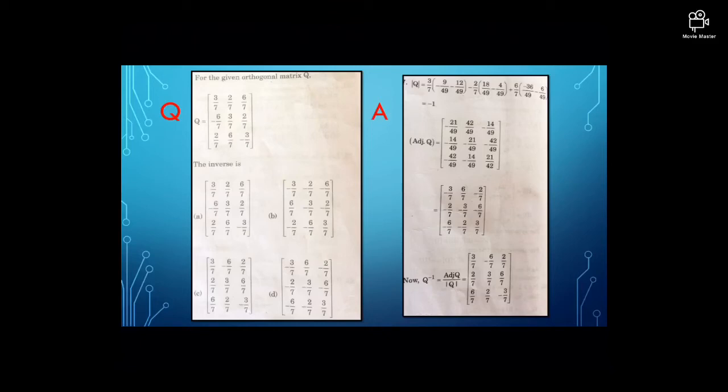If we find it with the general formula also, that is adjoint Q by determinant Q, we will be getting the same answer, but it's a lengthy process, that's it. So if we are thorough with the basics, as I said earlier, like the properties of the orthogonal matrix, then this is a simple question for you.